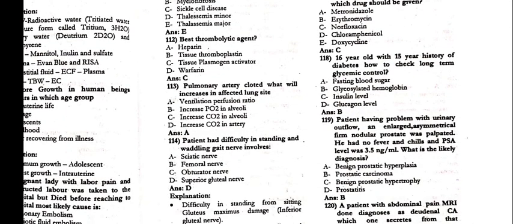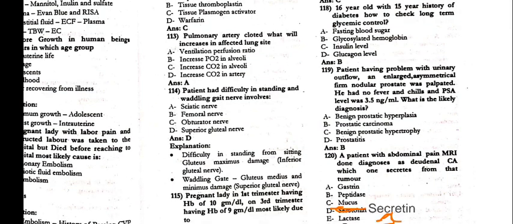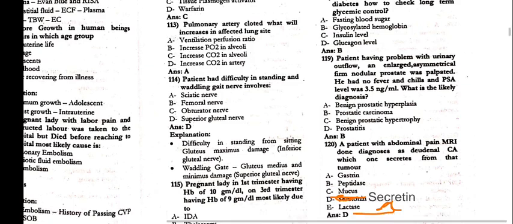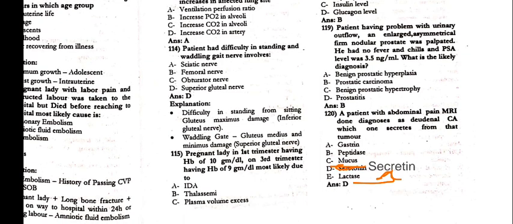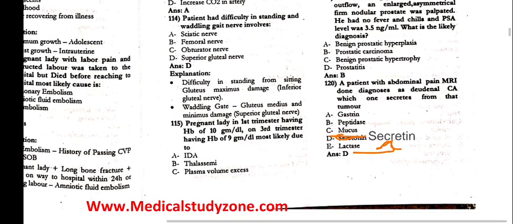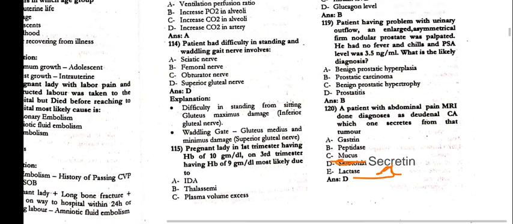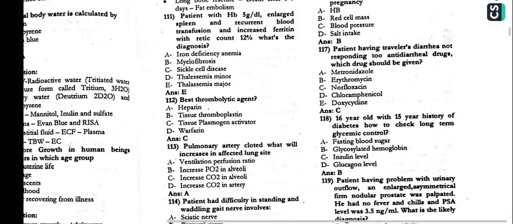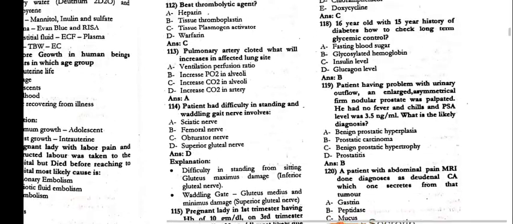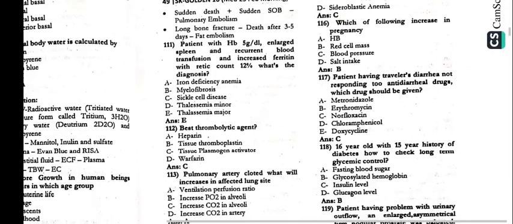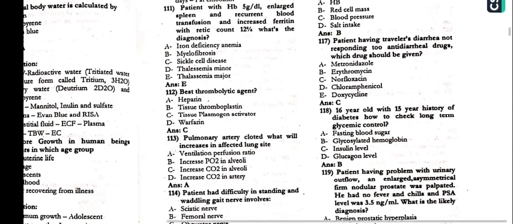112, the best thrombolytic agent is tissue plasminogen activator. 113, the pulmonary artery is clotted, what will increase in the affected lung side? That is the ventilation perfusion ratio. 114, the patient had difficulty in standing and a waddling gait. The nerve involved would be the superior gluteal nerve. 115, the pregnant lady in the first trimester having Hb of 10, third trimester having Hb of 9. Most likely it is due to plasma volume excess. Next, 116, which of the following increases in pregnancy? Red cell mass.